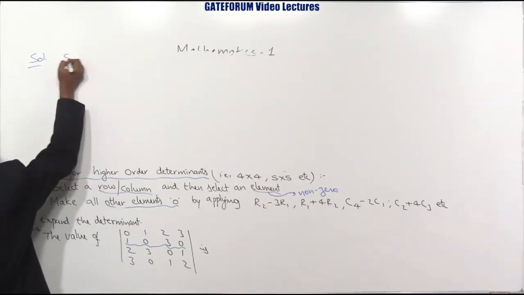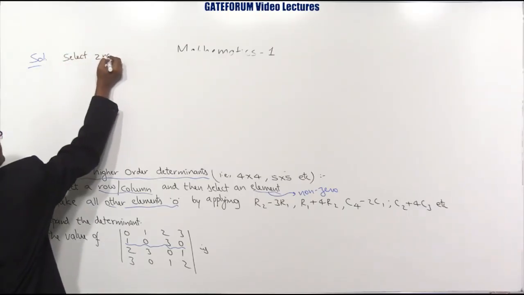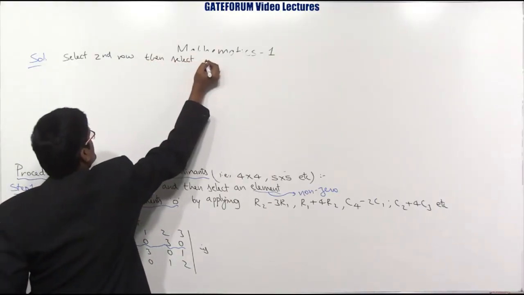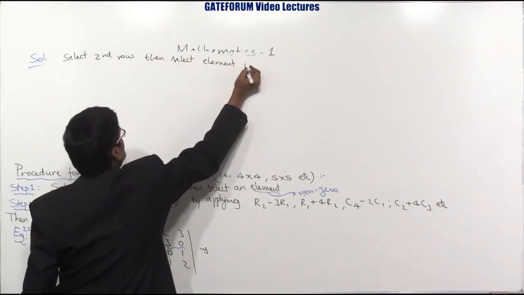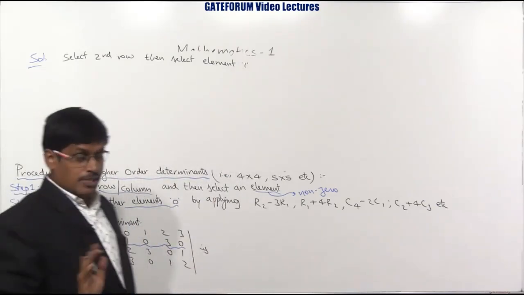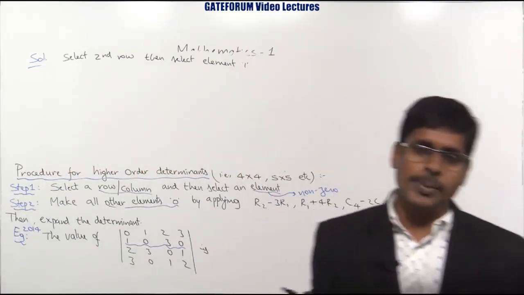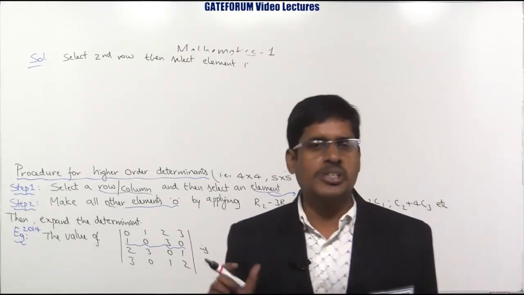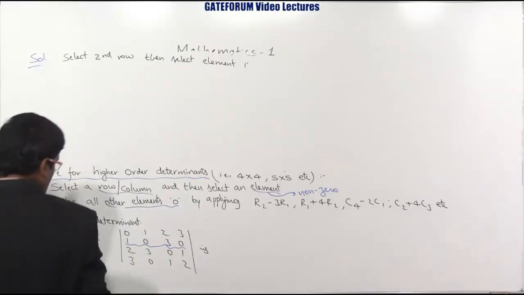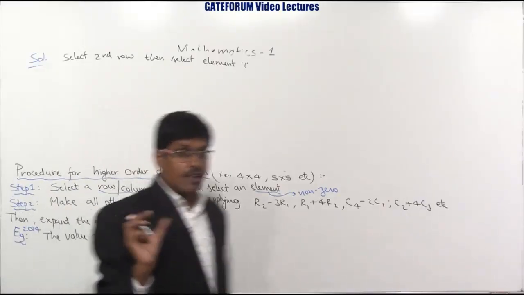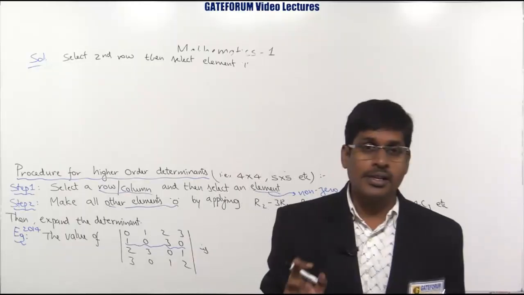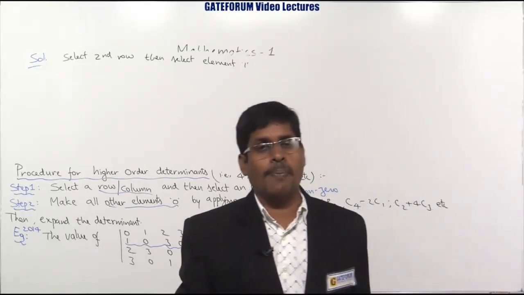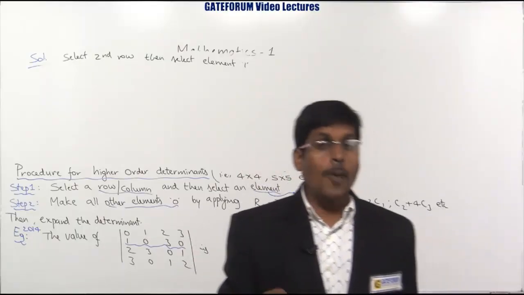So select the second row. Then select the small element, that is 1. Don't take a zero element to be selected. In all non-zero elements, select the smallest element, which is time saving, and you will not make silly mistakes also. So, if I select a row, apply column operations. This is the logic you have to follow. All of you please remember: if selecting a row, apply column operations. If selecting a column, apply row operations. Opposite in nature.